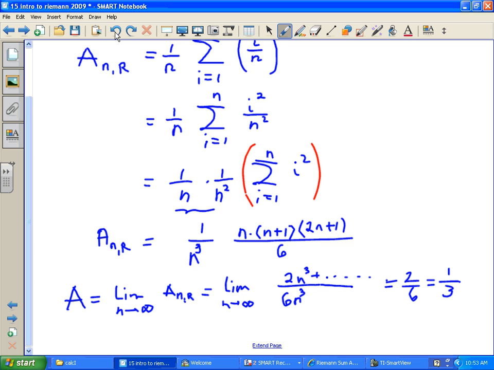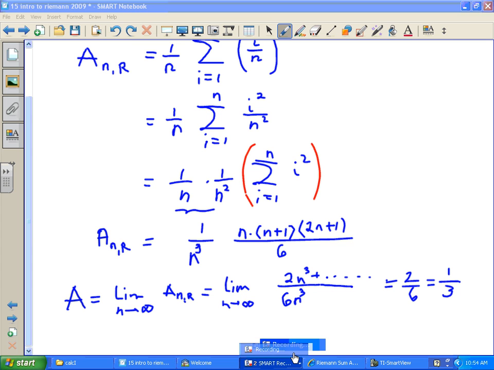Yes, questions? How did you get the 1 over n cubed? Where did the extra 1 over n and 1 over n squared come from? Okay, give me one second.